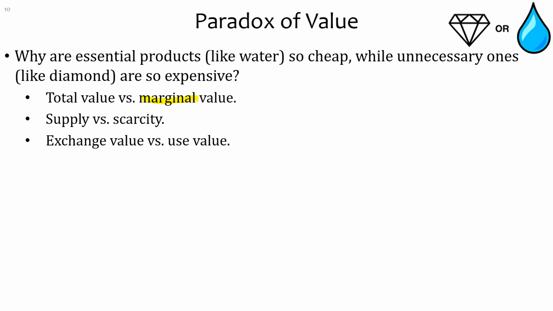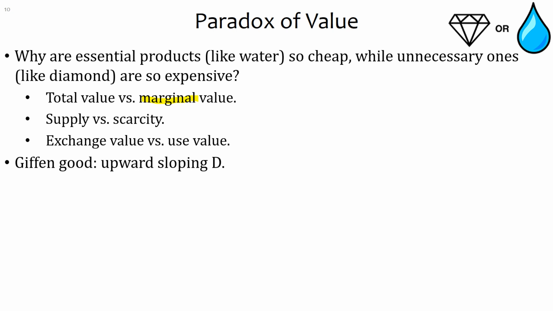So really, there's no paradox. Water is overall more valuable than diamond, but not every additional unit of it, okay, it's also more abundant. Okay, so because of that abundance, the value may seem to be lower, but that's only the marginal value, not the total value.